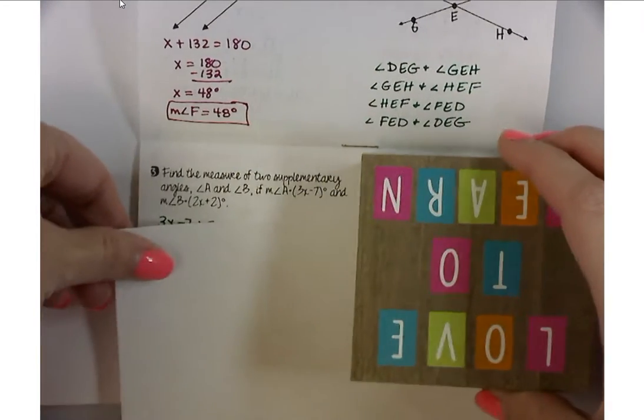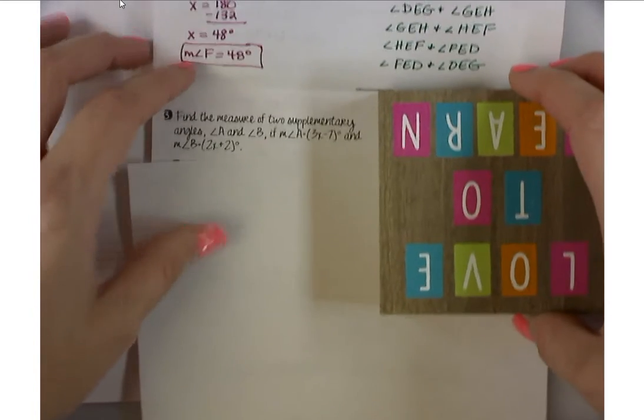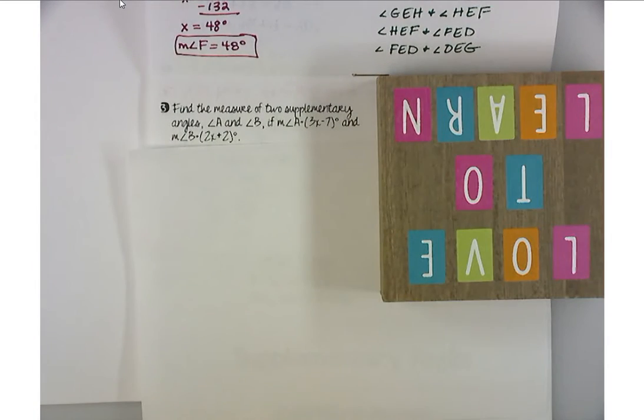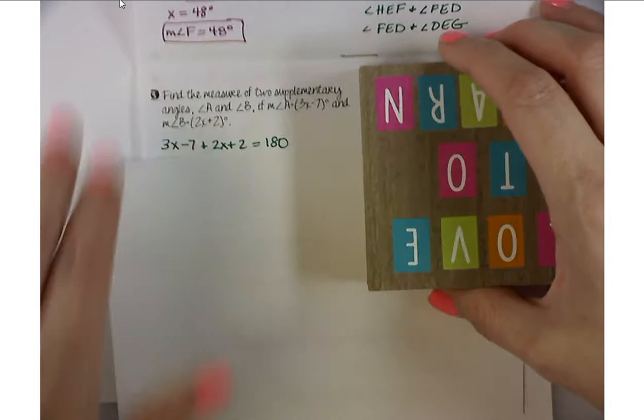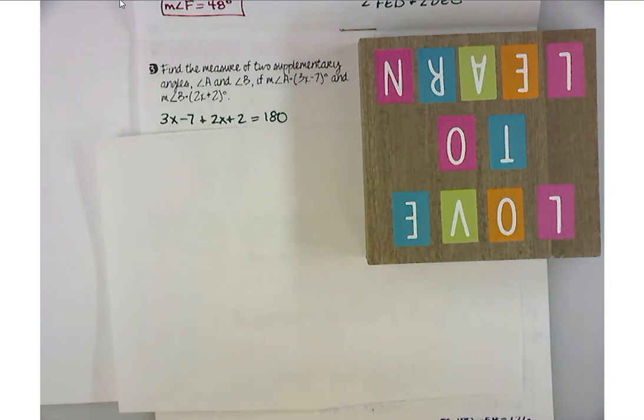All right, then we got here, and it says find the measure of two supplementary angles A and B when you are given A and B. So the setup for this number 3 is just like the last one, except instead of setting them equal to 90, like we did for the complements, we're going to set them equal to 180. How did we do at setting up that equation?